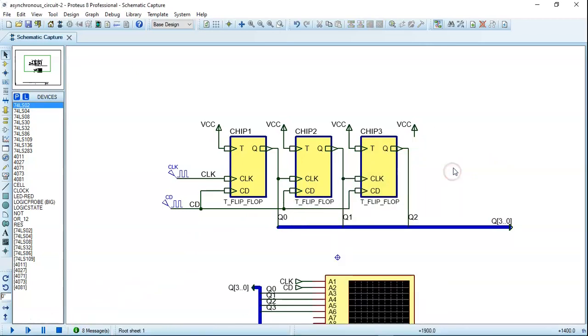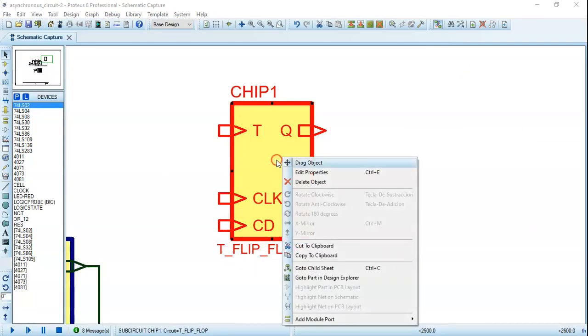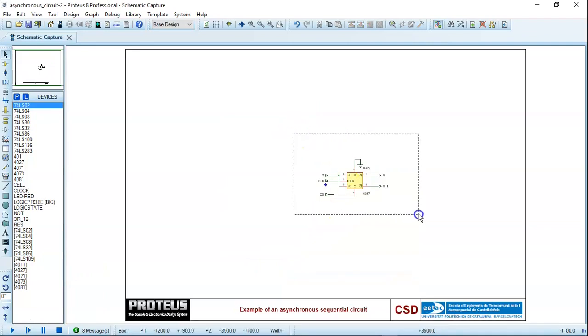For example, this one can be deleted. You make room for Q0, Q1, and Q2, chip 1, chip 2, and chip 3. One of the flip-flops that you've got here is not the T, but the GK, so you can copy this up there and replace that one. You can go to the child sheet, mark it all, and save it into the clipboard.